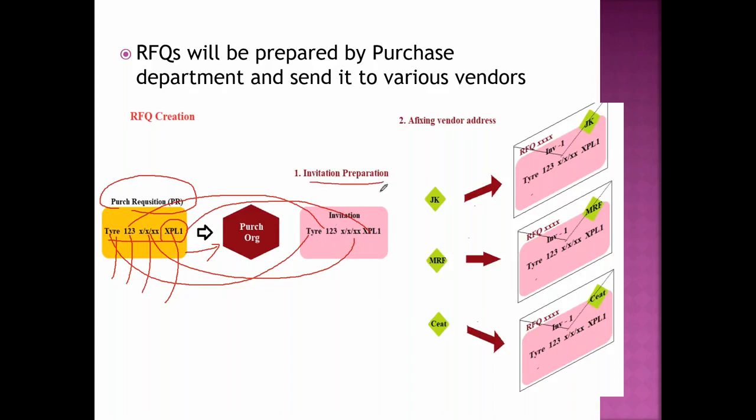First they will prepare the invitation. This is the base letter they are going to prepare. Then it will be pasted with one vendor name, then it will create one document addressed to the vendor, and we are going to send it to the vendor. Again, we add another vendor name, same invitation, and it will create one more document. Again, one more document. Like that, we are going to send.